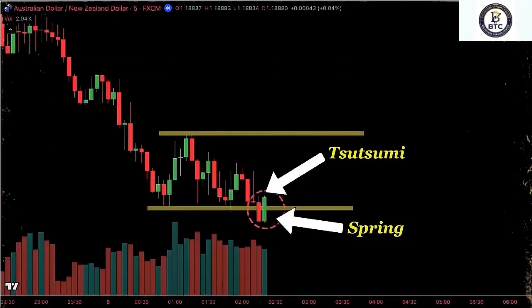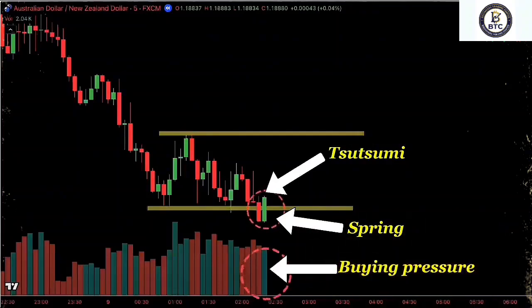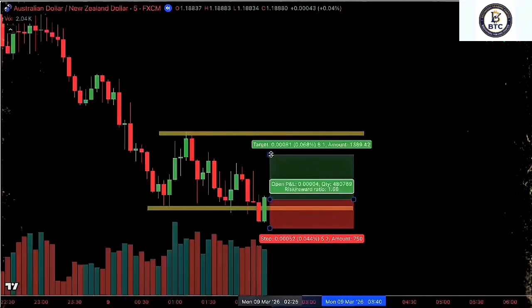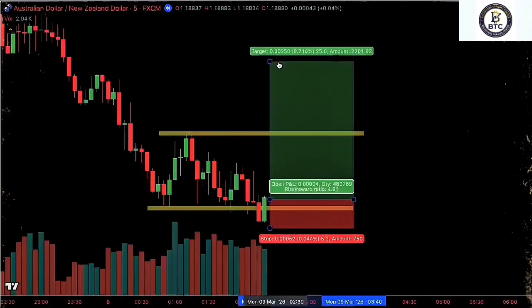Now let's look at the volume to see if it confirms our trade setup. As you can see, the volume indicator shows strong buying pressure, which means new participants have entered the market. This is a clear early sign of a potential market reversal. Now you can place your entry at the close of the Tsutsumi candlestick pattern, set your stop loss below it, and target the next key level. Look at what happens.